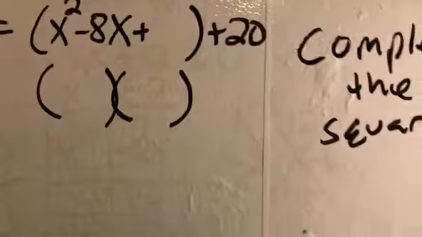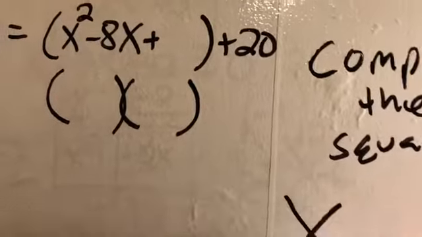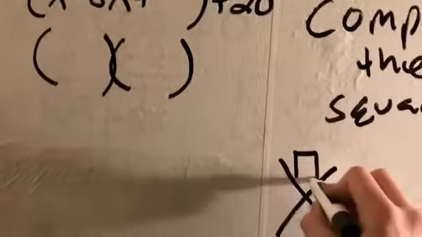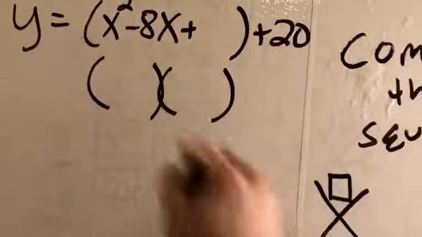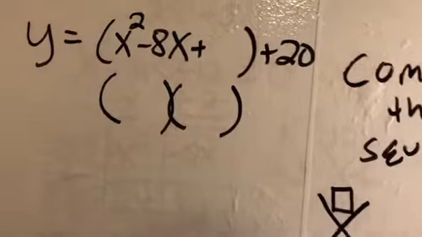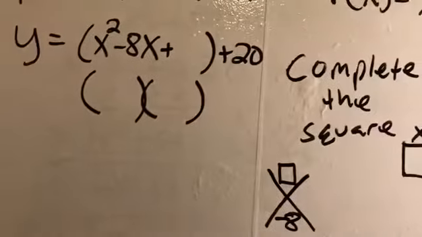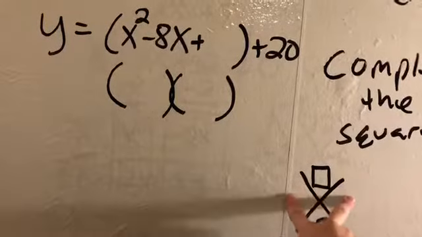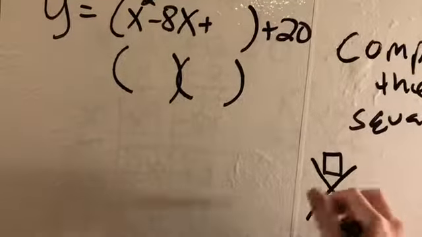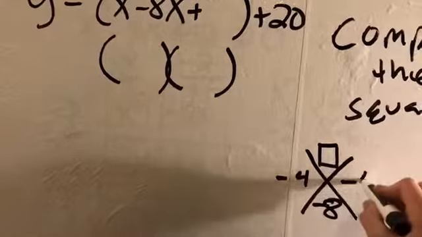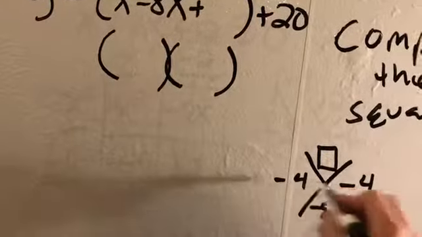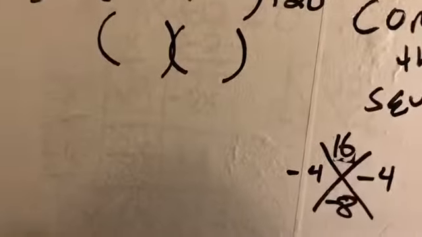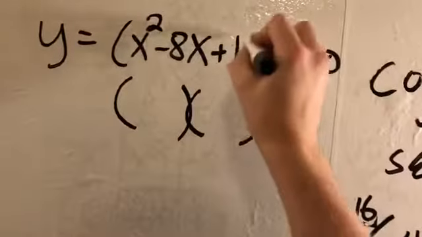If I go over here to do a little thinking, we're trying to find that number, so we don't know it yet. But we know the numbers are going to add to -8, and in order to make it a square, these two numbers have to be the same. So what plus itself gets us to -8? Oh yeah, -4 and -4. And -4 times -4 is positive 16. That's the magic number we need.